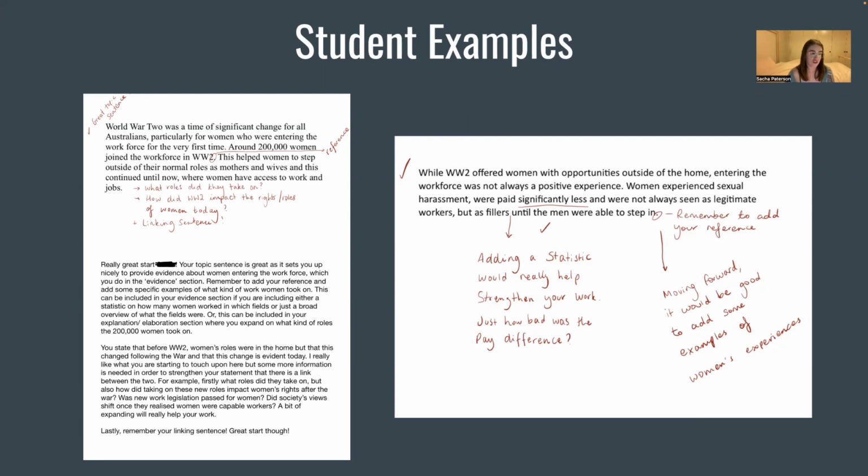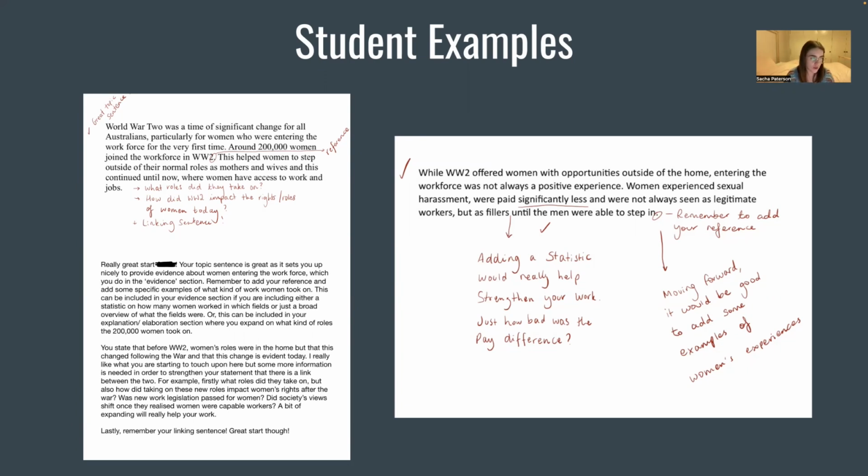For the examples of student feedback, I have used two. The first is a Peel paragraph, which answered how World War II changed women's roles in society. And the second is an extension task, which was completed by a high-achieving student who required more formative work than their peers. The Peel paragraph on the left discussed how World War II impacted women joining the workforce.